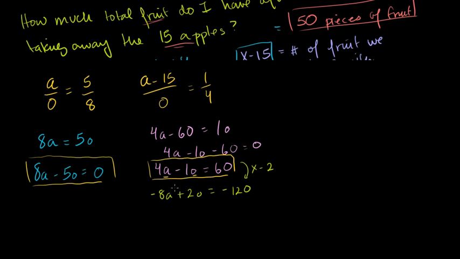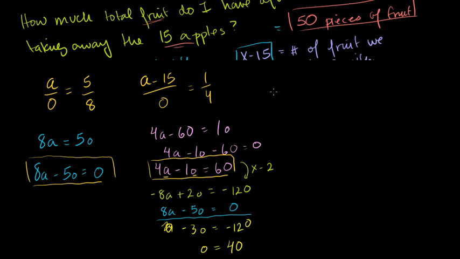If I do that, and then if I add it to this equation right here, this equation is 8a minus 5o is equal to 0. What do I get? Let's just add these two equations. This becomes 0a minus 5 plus 2 is minus 3o is equal to minus 120. Or o is equal to, if you divide both sides by minus 3, you get o is equal to 40.